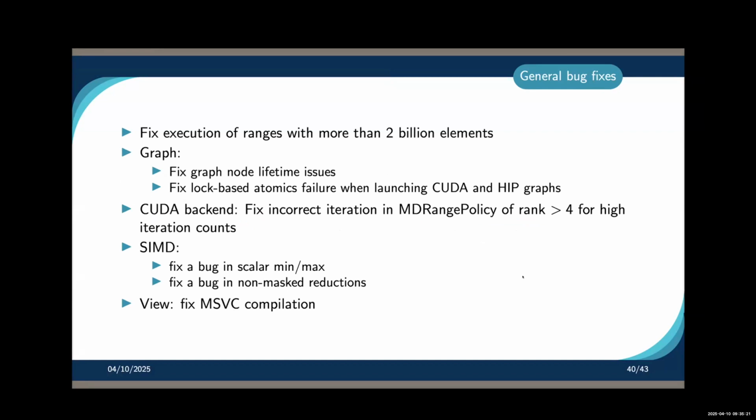Also with Kokkos Graph, we fixed some node lifetime issues and fixed some issues with lock-based atomic failures, particularly with CUDA and HIP graphs. On the CUDA backend, we fixed some issues with the MD range policy with higher ranks for higher iteration counts. In the Kokkos experimental SIMD support, we fixed a bug in scalar min-max and a bug in non-mask reductions.